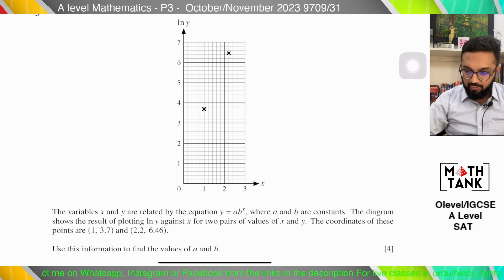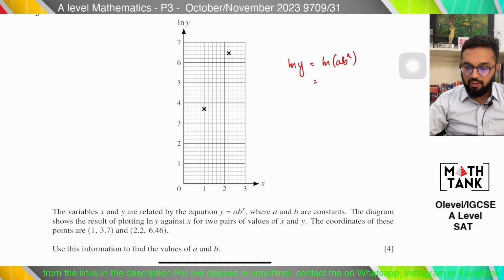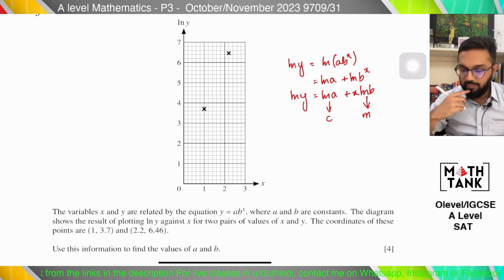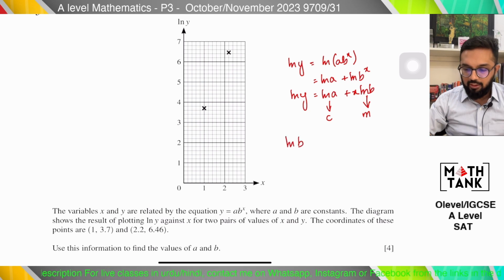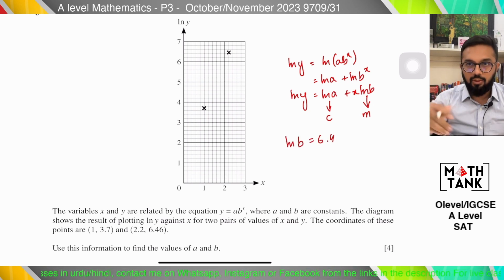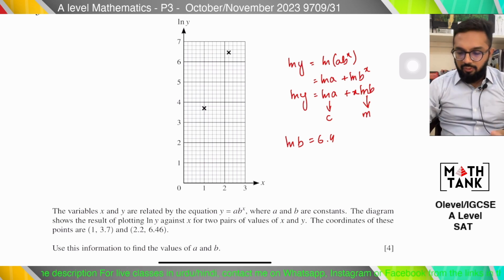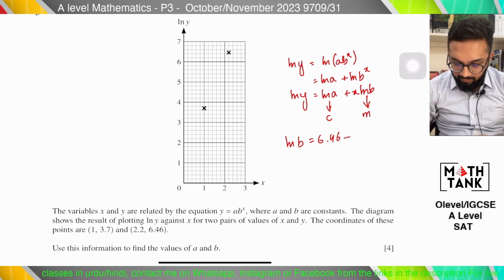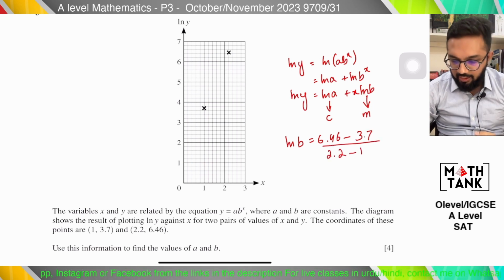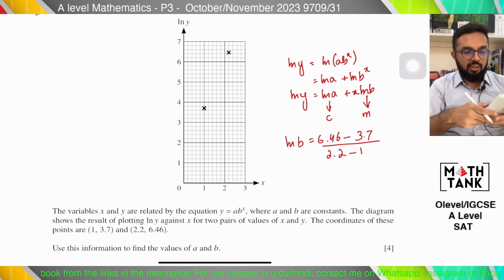So if I bring it into the format ln y equals ln a b power x, I get ln a plus ln b power x, ln a plus x ln b. So I think my gradient should be equal to ln b and my y-intercept should be equal to ln a. So ln b is equal to y2 minus y1 over x2 minus x1, since these are the 2 points that I have. Let's solve for b.